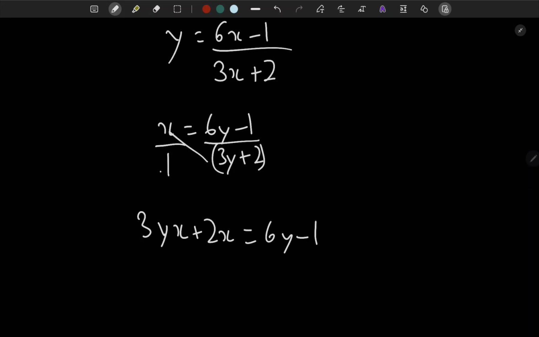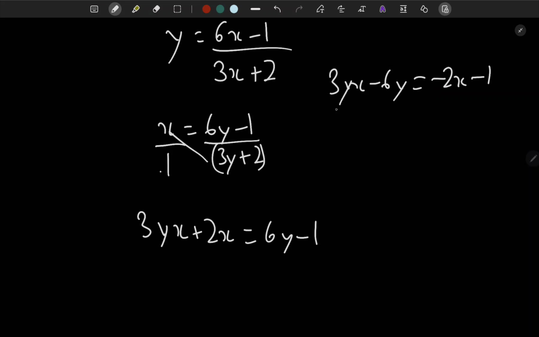Now what do you think we should do for our next step? What we want to do is solve for y. So we always want to group all the y's on one side and the x's on the other side. So here we can bring 6y to the left side and bring 2x to the other side. So this will become 3yx minus 6y is equal to minus 2x minus 1.